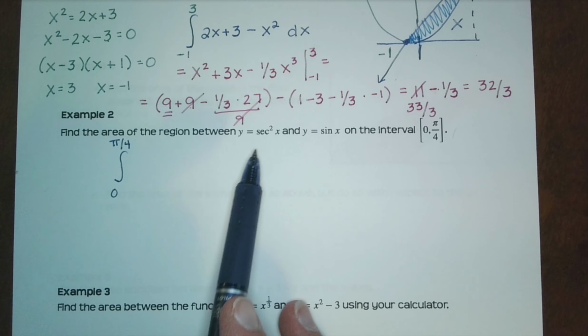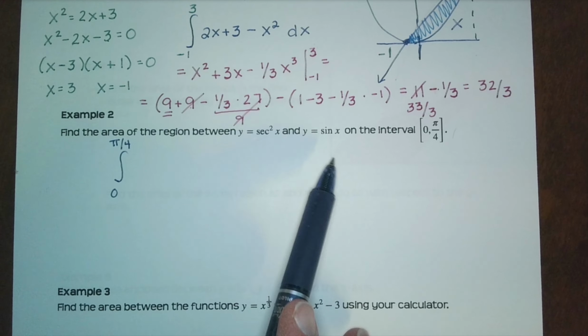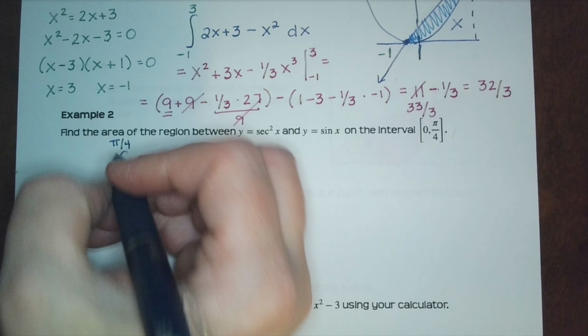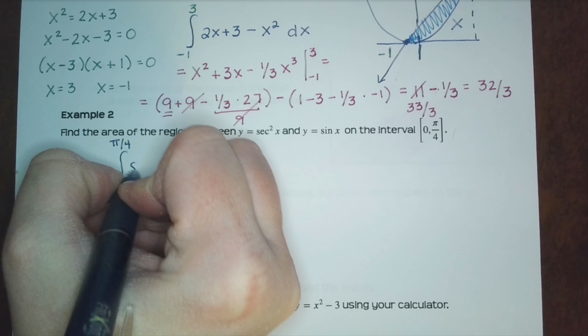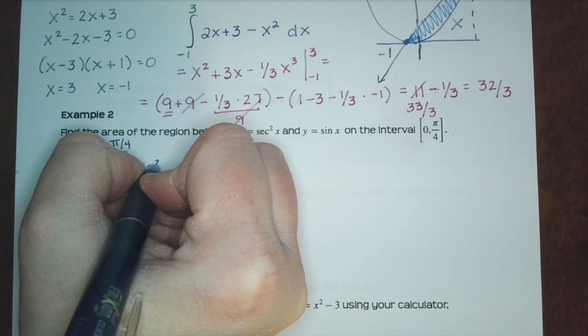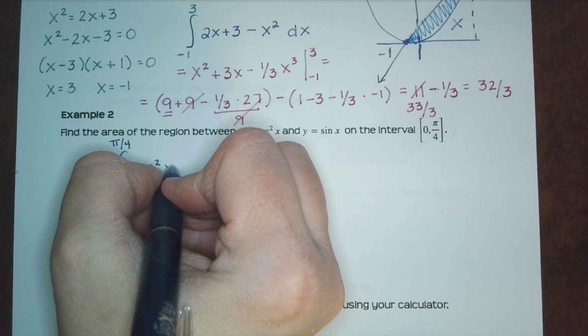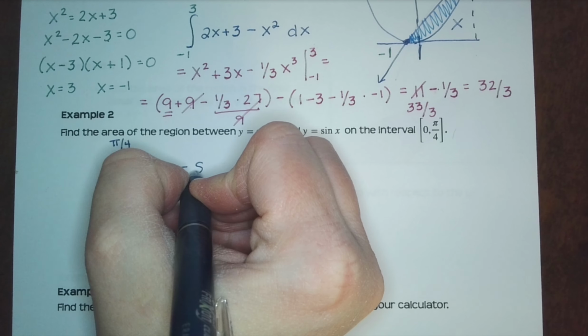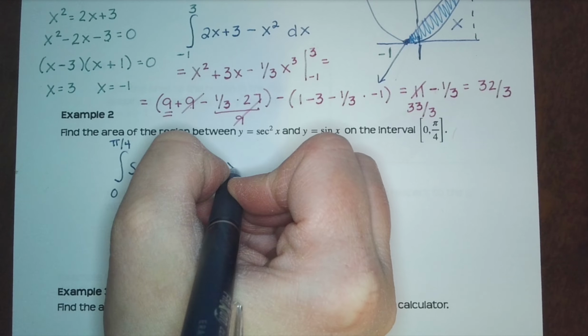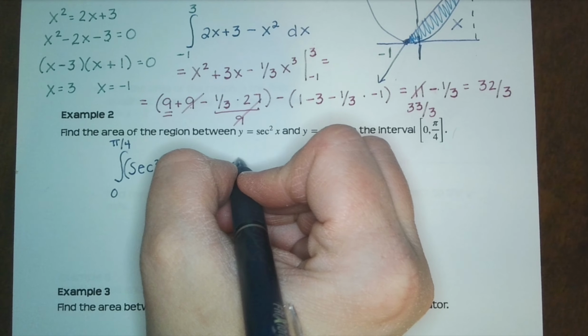Now, I don't necessarily know which order I'm supposed to be subtracting these two in. I'm just going to write one down and then I want to talk about that. But so I'm just going to say secant squared of x minus sine of x dx.